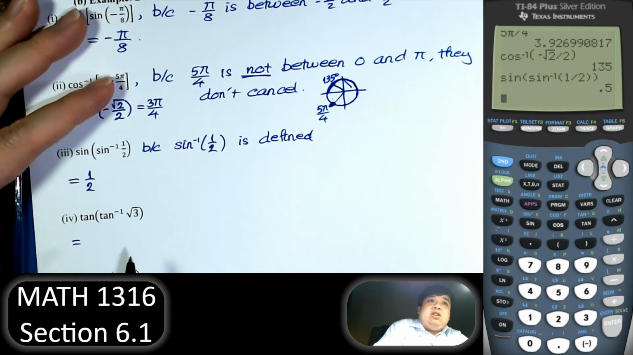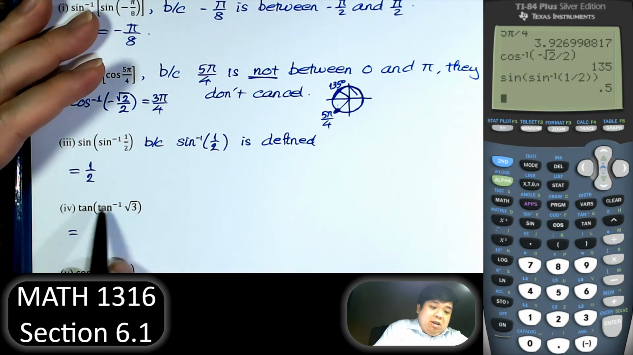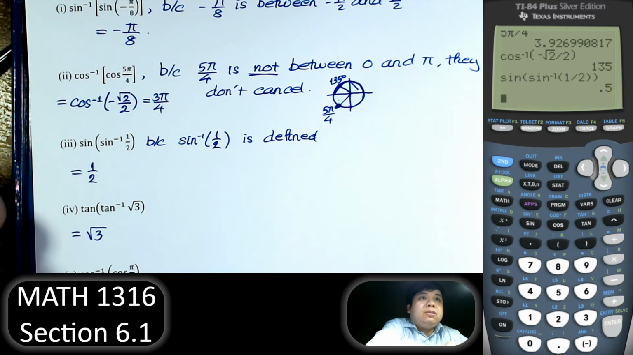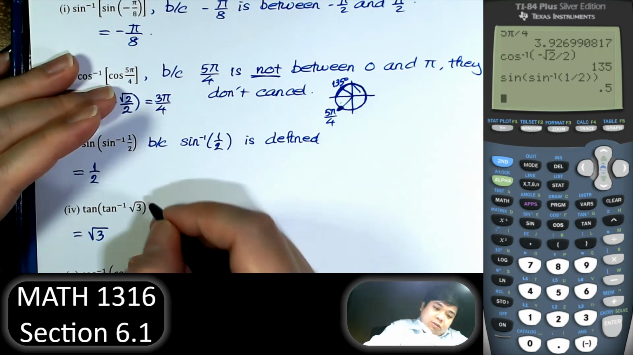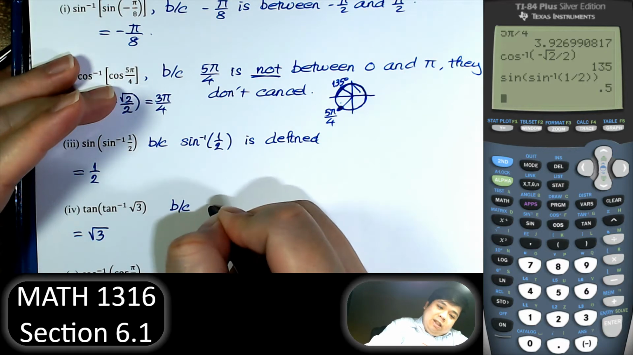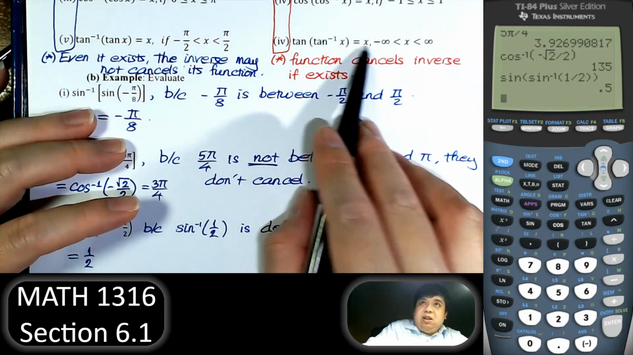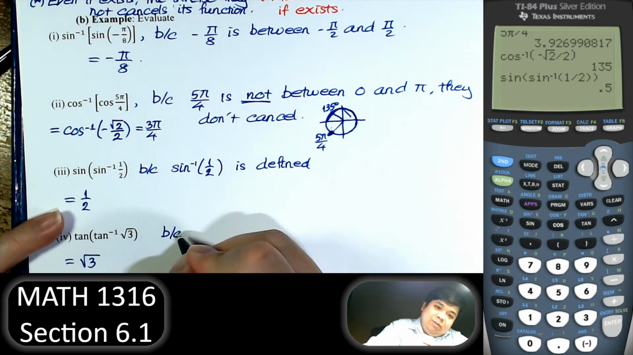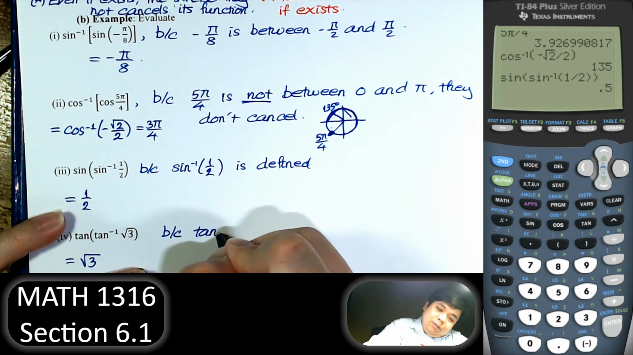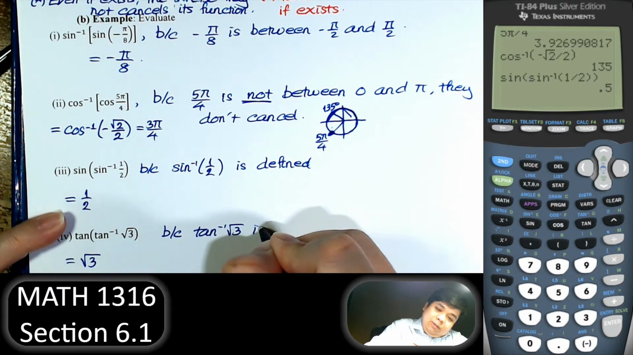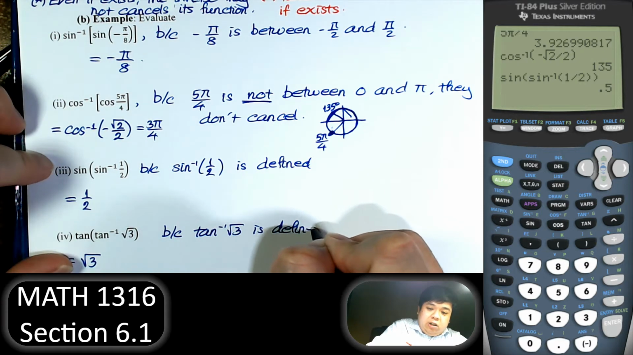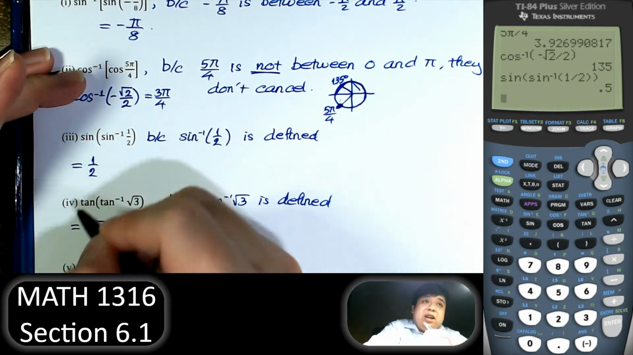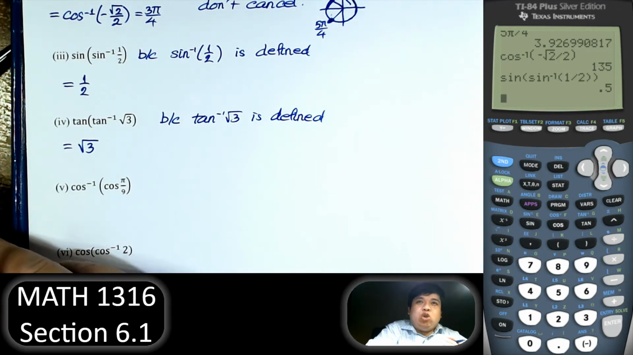Next, tangent and tangent inverse of square root of 3. If it is defined, then they will cancel out, and they do cancel out. In fact, tangent and tangent inverse will cancel out. So the function will cancel the inverse if it is defined, meaning that the inverse inside has to exist. If it exists, it will cancel out for sure.